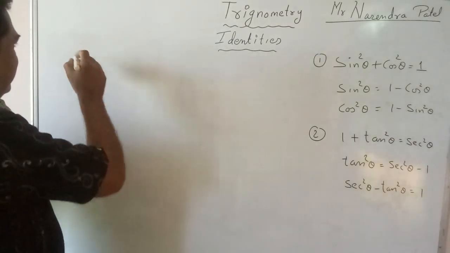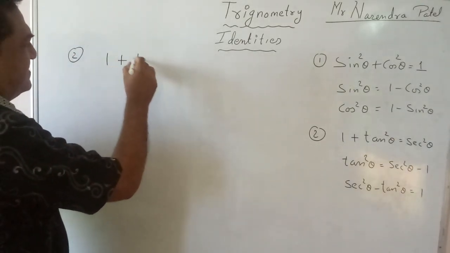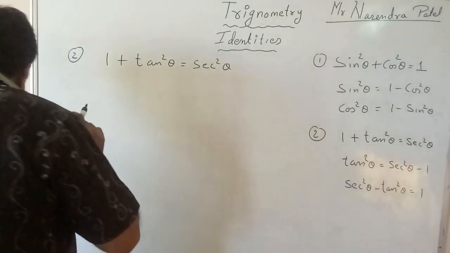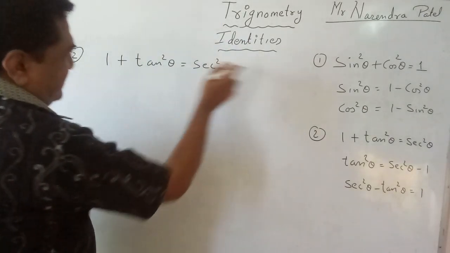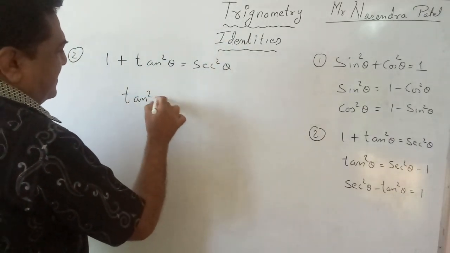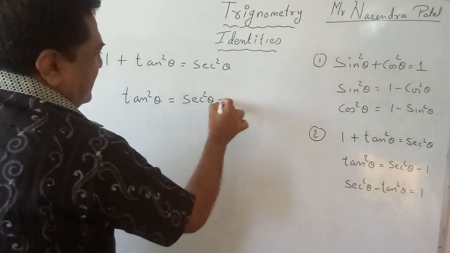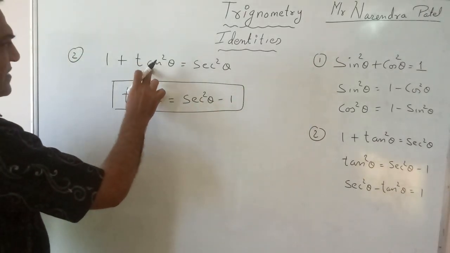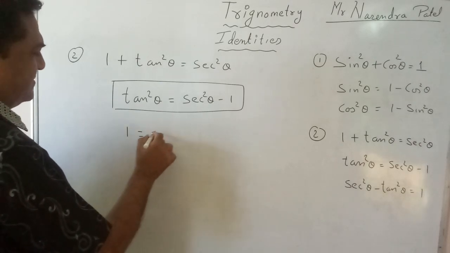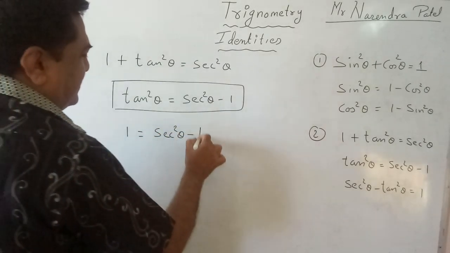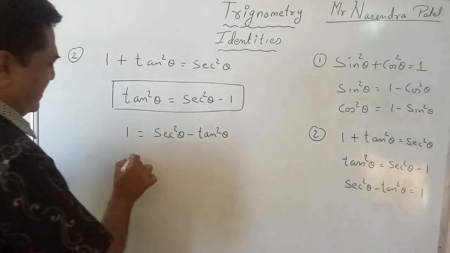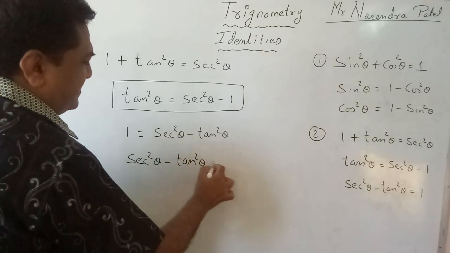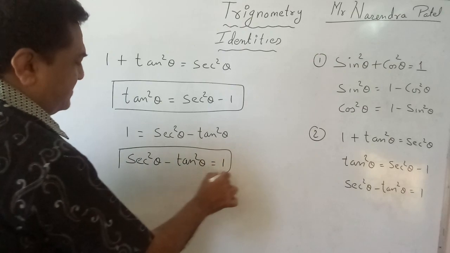The second identity is 1 plus tan square theta is equal to sec square theta. So what I am doing, I am taking this 1 this side. So I got tan square theta is equal to sec square theta minus 1. This is the second term which you have got. Now I will take tan square theta this side. That is 1 is equal to sec square theta minus tan square theta. I will write it properly, sec square theta minus tan square theta is equal to 1. This is the second proof which you have got here.